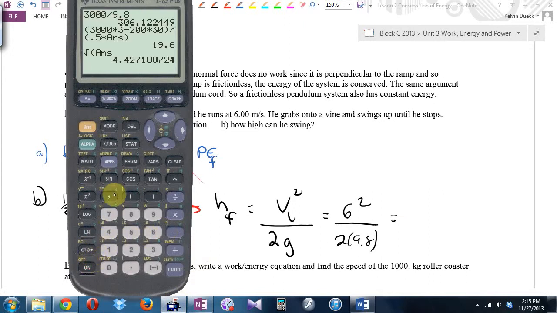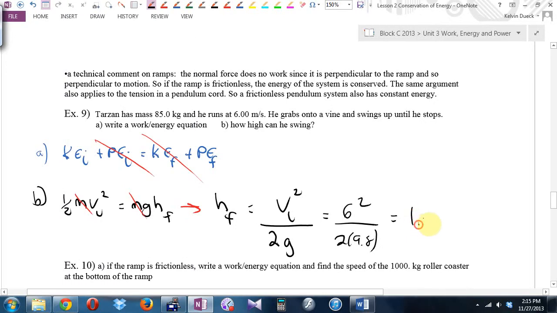How high can he swing? 1.84 meters. Hey, what if he doubles his speed? Twice as high? 4 times as high. Triples his speed, 9 times as high.